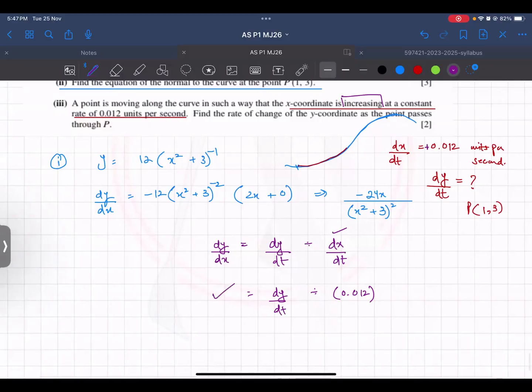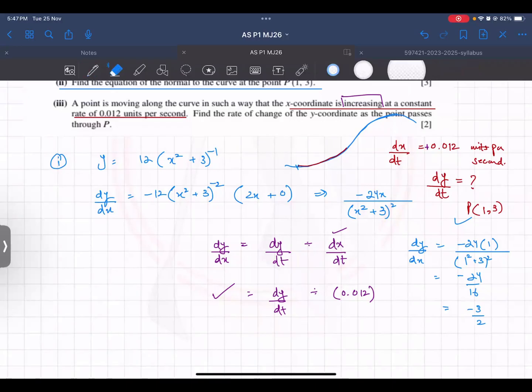Now you can find the value of dy by dx. You will find it using the derivative that you have found. So dy by dx at this P value is minus 24 times 1 upon (1 square plus 3) whole square. So this would become minus 24 upon 16, which will be minus 3 upon 2. So now you have the value of dy by dx at this point: minus 3 upon 2, negative.